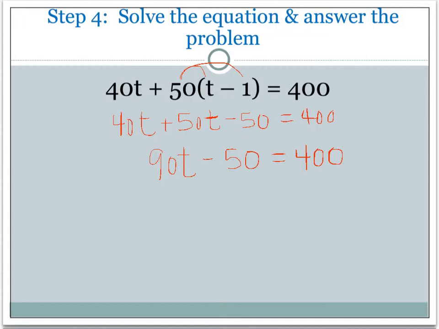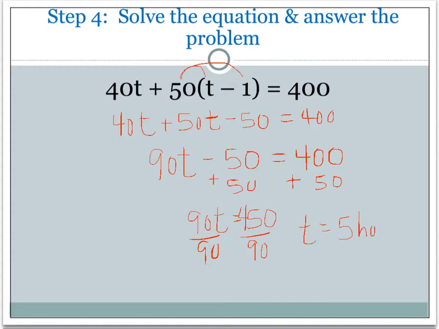And so now our goal is to get t by itself. Remember, we're trying to find out how long it takes Matt. How many hours does Matt travel? And so to get t by itself, we're going to use inverse operations. We will add 50 to both sides. And when we do that, we have 90t is equal to 450. And then we divide by 90. And when you take 90 into 450, you get t is equal to 5 hours.